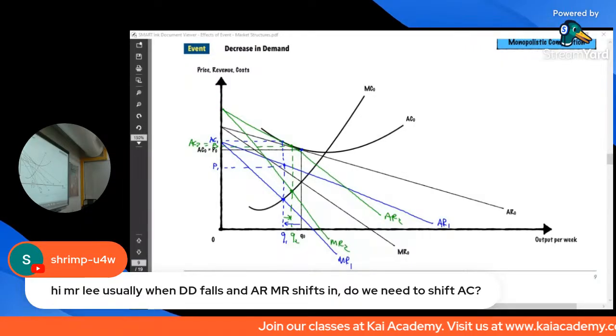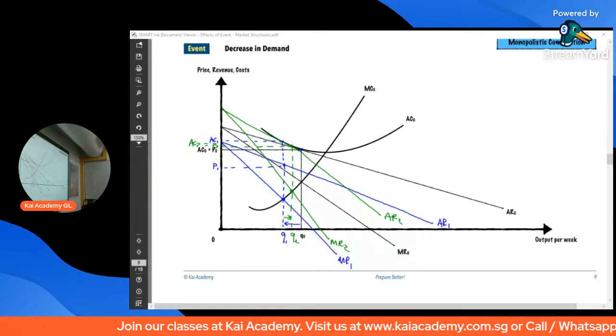Parallel shift, Q2 equals Q naught, correct? Parallel shift, Q2 always equals Q naught, P2 also equals P naught, correct?